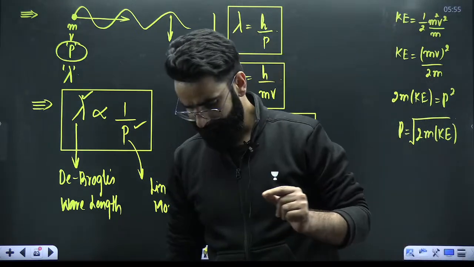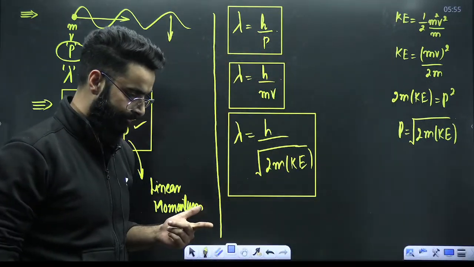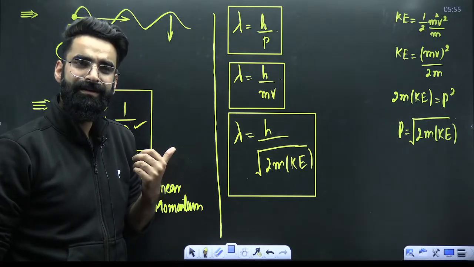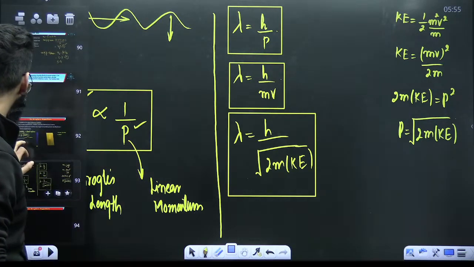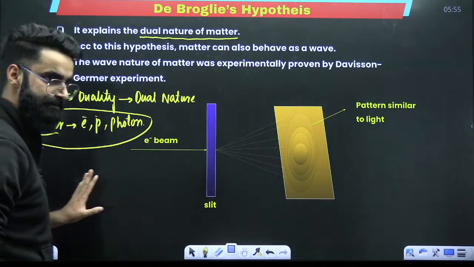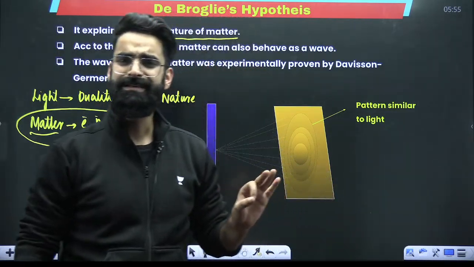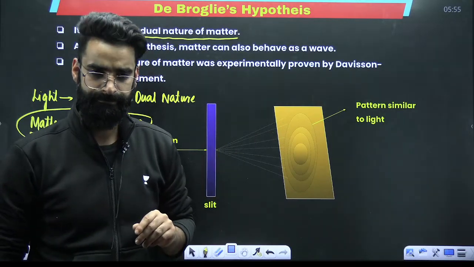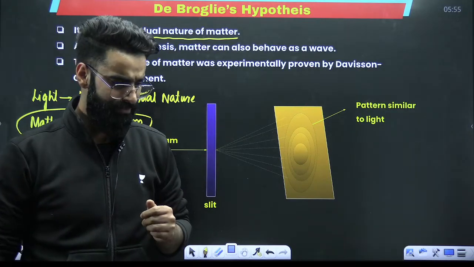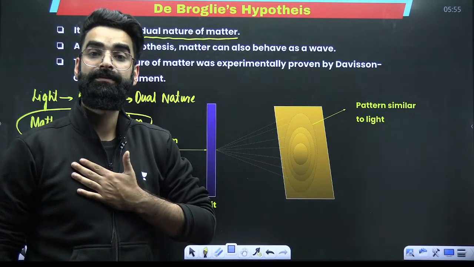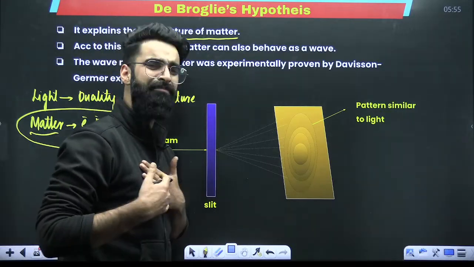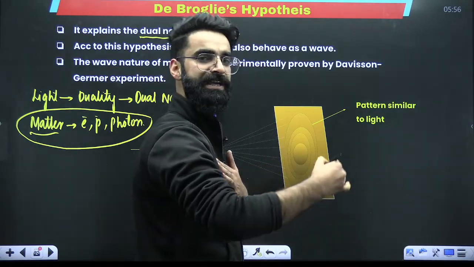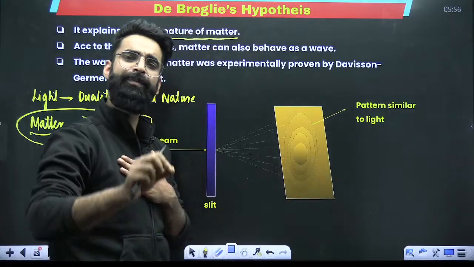One more thing, guys, which I forgot to tell you. This de Broglie's hypothesis gives satisfactory results for your microscopic particles. What does that mean? See, I am the macroscopic object. I've got some mass. I'm moving with certain velocity. Definitely, there will be a wave associated with me, but the wavelength of that wave will be negligible.